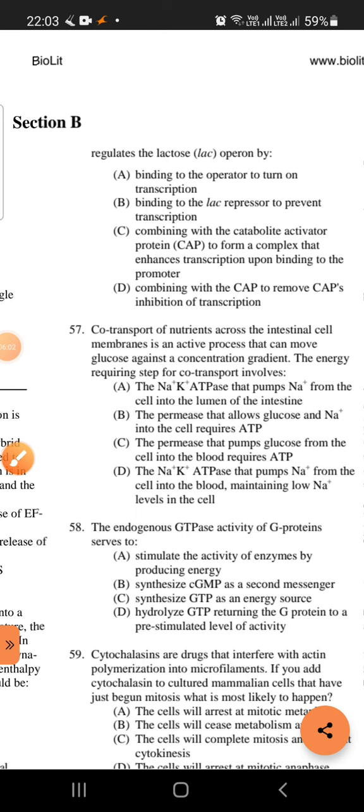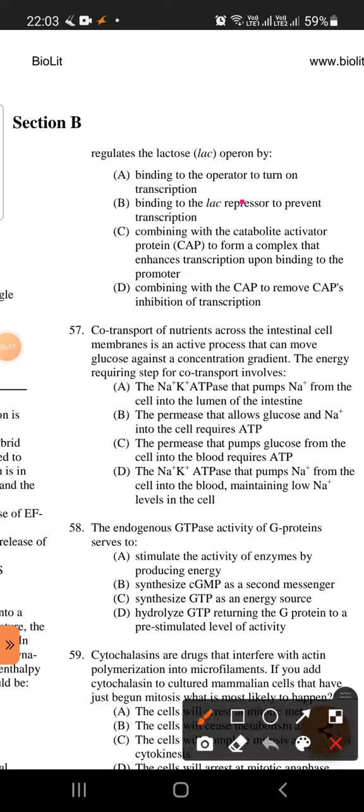A is binding to the operator to turn on the transcription. No, it doesn't directly bind to the operator. B is binding to the lac repressor to prevent transcription. No, it does not prevent transcription. So the C option is combining with the catabolite activator protein CAP to form a complex that enhances transcription upon binding to the promoter. So C will be correct.